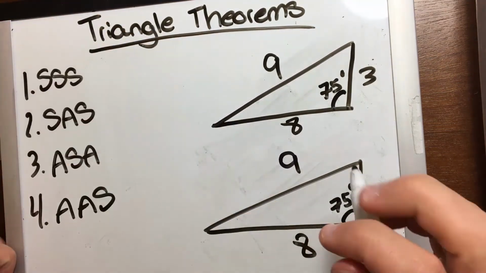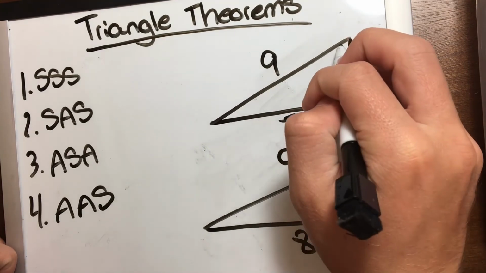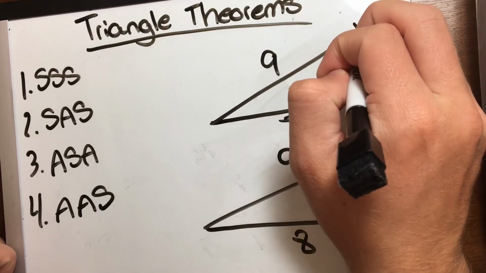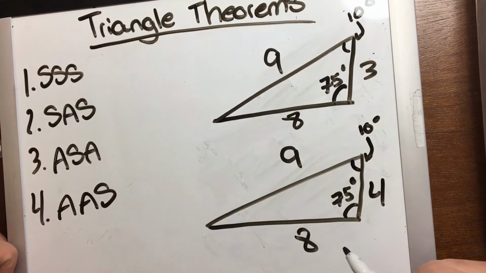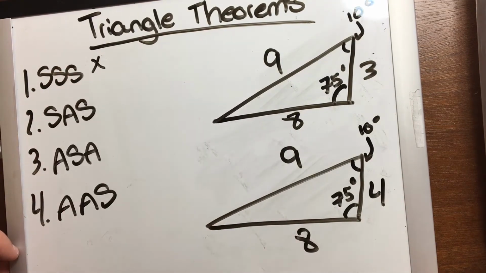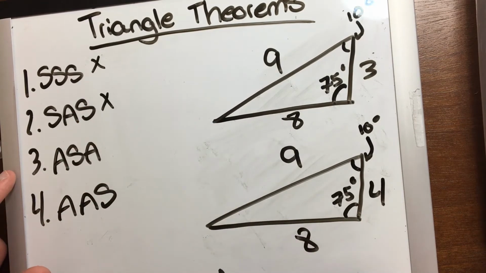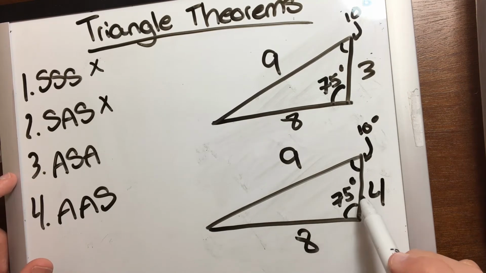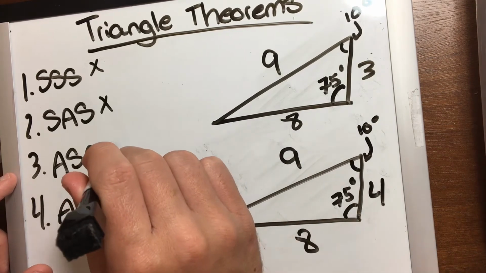However, let's say we toss in an angle right here, and this angle is 10 degrees. Now, after going through these, we can conclude that it still won't be this, and it still won't be this either. And let's move down to number 3, angle side angle. Well, we don't have the same sides, so this won't work.